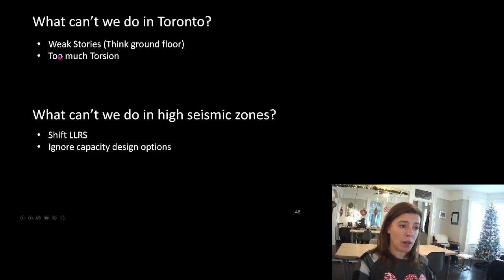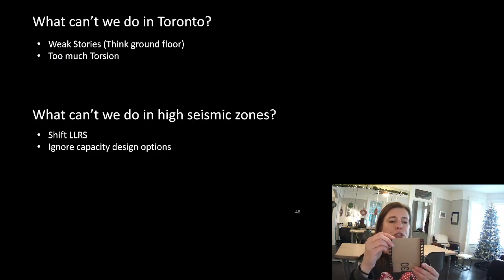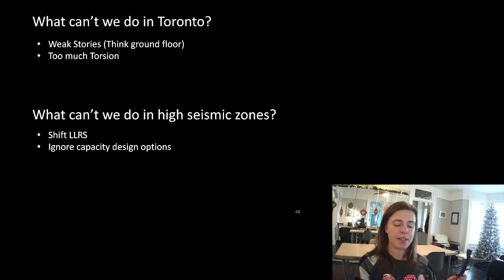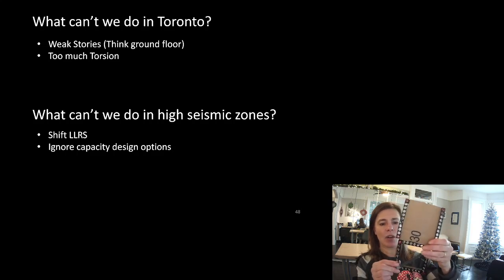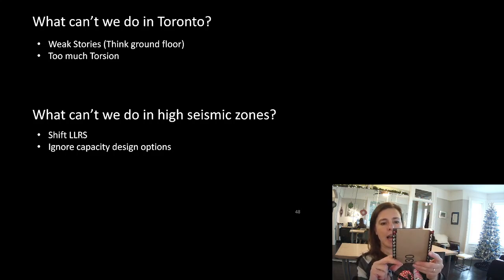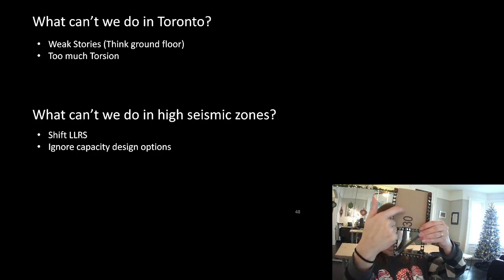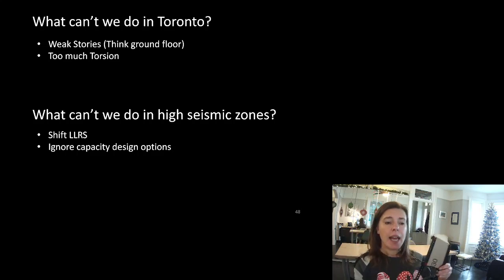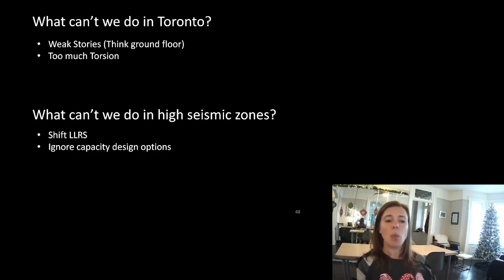So in Toronto, we can't build weak stories. So what does a weak story mean? I've got this big, beautiful shear wall that is very, very stiff. And this comes all the way down the building, and it is sitting on top of this brace frame on the bottom floor. This is a lot stronger than this. If this is more than 10% stronger than this, we can't do it.